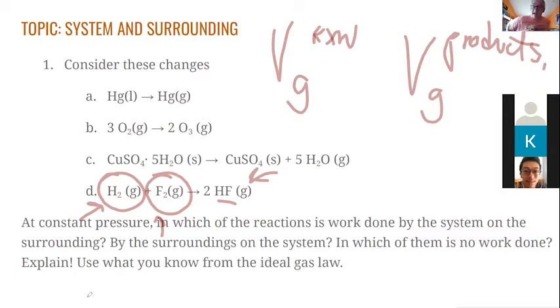Yeah, there would be no change because if I had a mole of hydrogen, H2, and a mole of fluorine, F2, they combined and they make 2 moles of HF. So I had 2 moles of gas at the beginning, and I got 2 moles of gas at the end. So the volumes are the same. So there is no work because nothing happened.